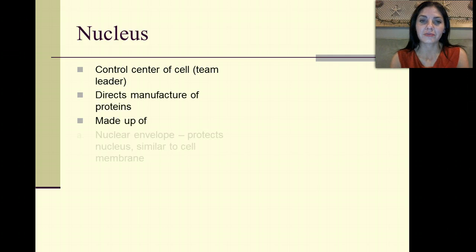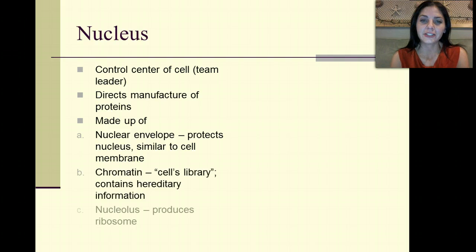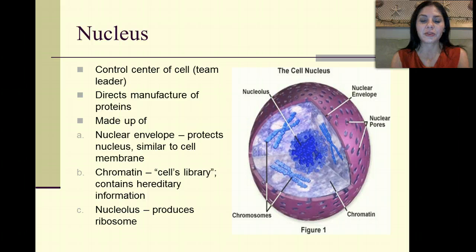So the nucleus. This is the control center of the cell, kind of like the team leader. It directs the manufacture of proteins, and it's made up of a nuclear envelope that protects the nucleus, similar to the cell membrane. So here's the nucleus. It also has a nucleolus, where all of the nuclear material, or DNA, is compressed.